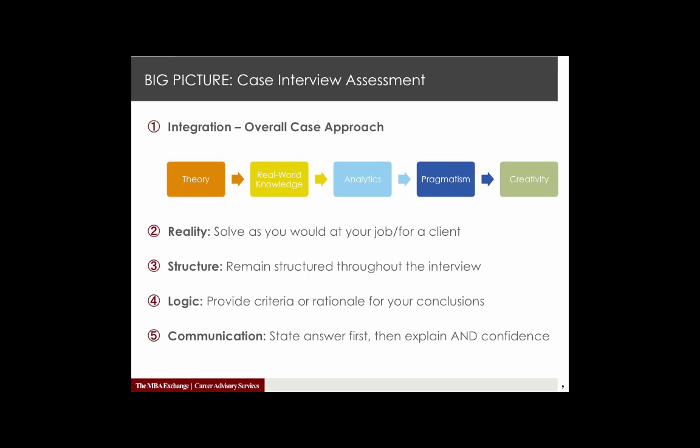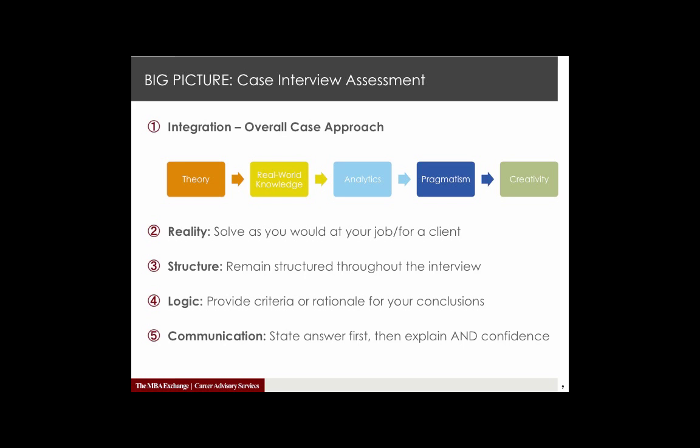The next dimension is communication. You'll see this a lot in the reading about case interviews. There's an idea of answering first. This is something that's very common in consulting speak, if you will. State the answer and then explain how you got there.